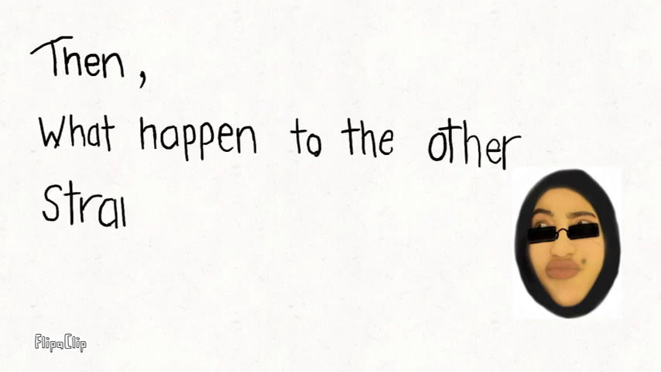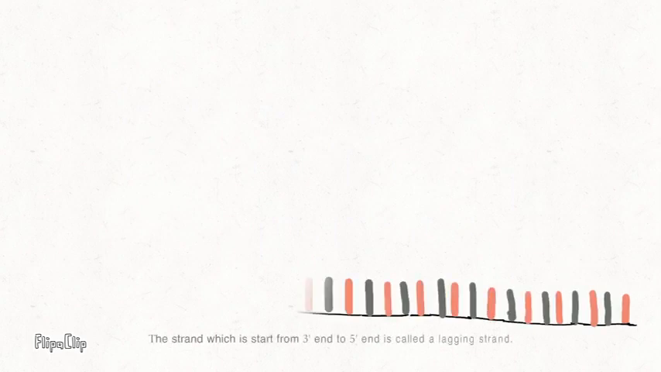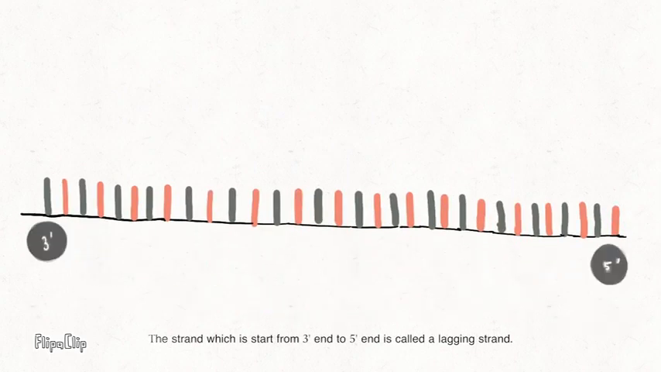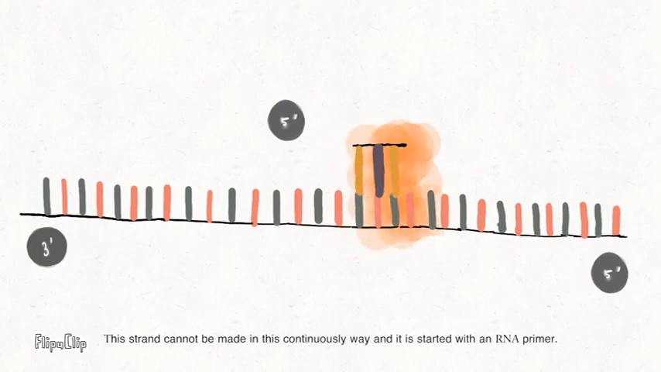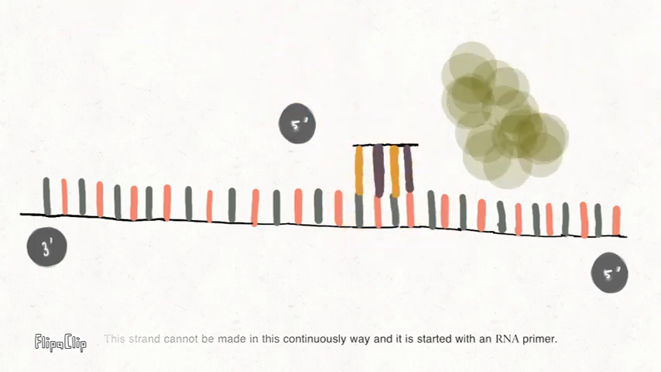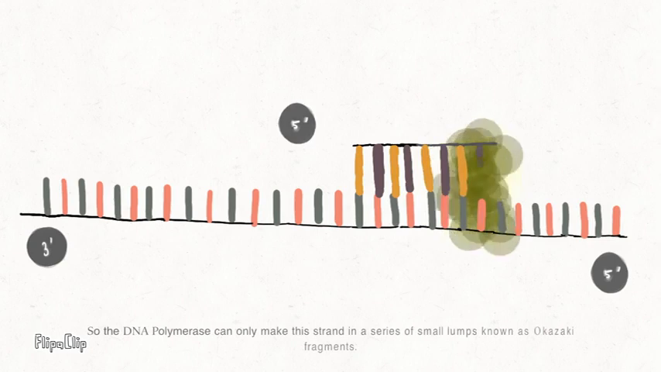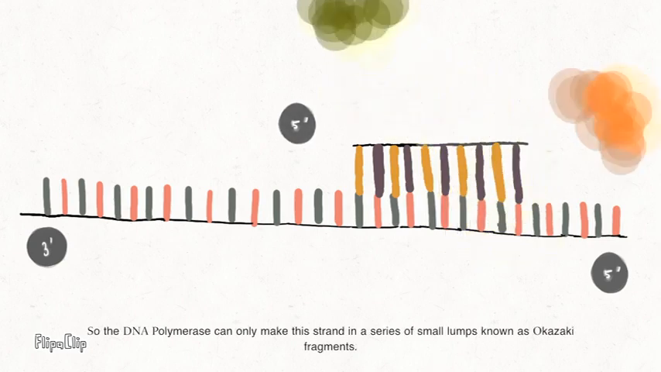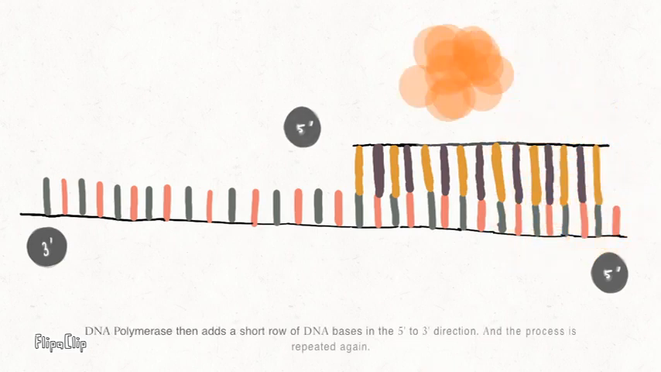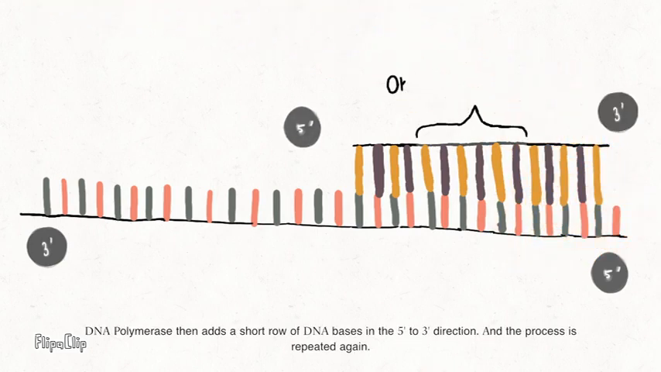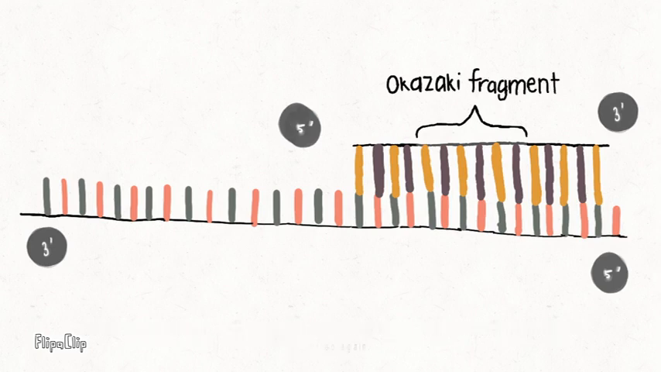Hold up, wait a minute. Then what happened to the other strand? The strand which starts from the 3' end to the 5' end is called the lagging strand. It is the opposite direction from the other one. This strand cannot be made in this continuous way, and it starts with an RNA primer, so the DNA polymerase can only make this strand in a series of small lumps known as Okazaki fragments. DNA polymerase then adds a short row of DNA bases in the 5' to 3' direction, and the process is repeated again.